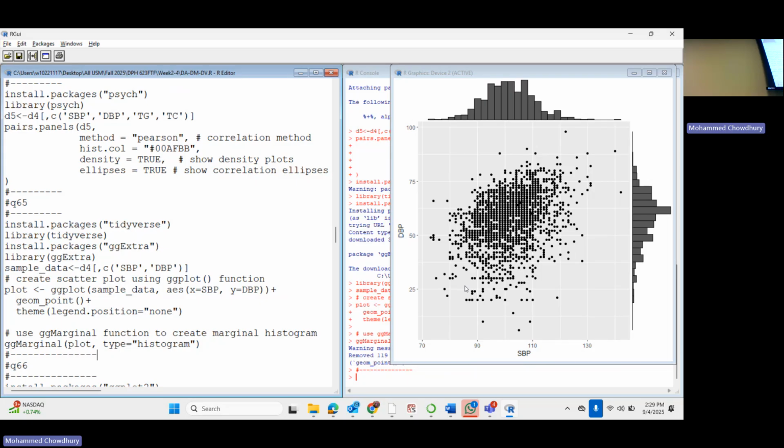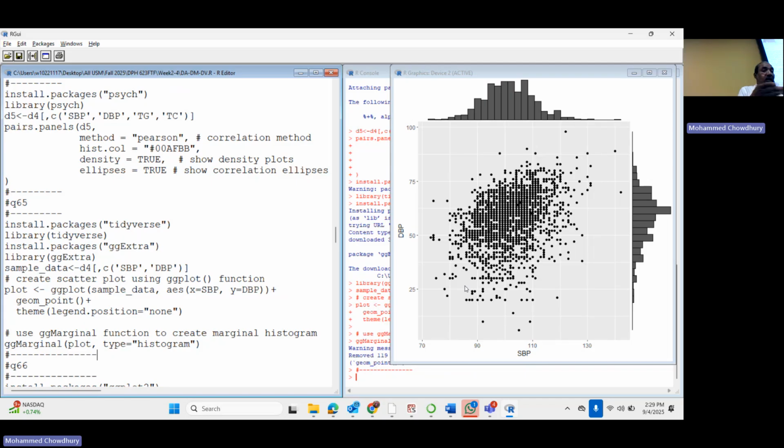Why is this graph important? They will give you the histogram together with the scatter plot. Understand? And then from the scatter plot, you can say that there is an increasing trend. So one is increasing, the other is also increasing. It is going that way, right? So this is called the scatter plot with marginal histogram.